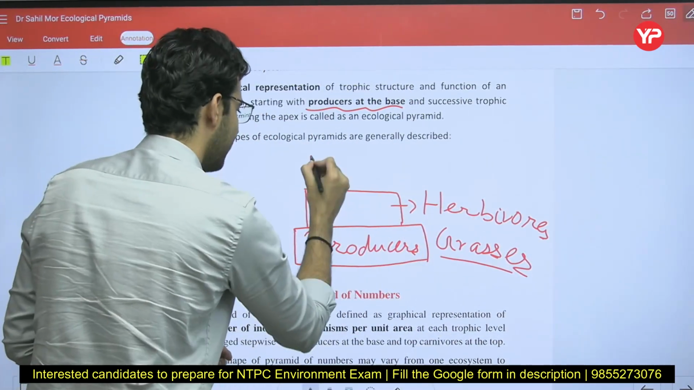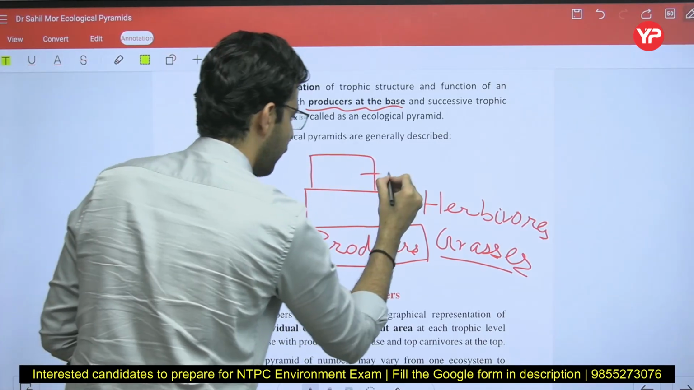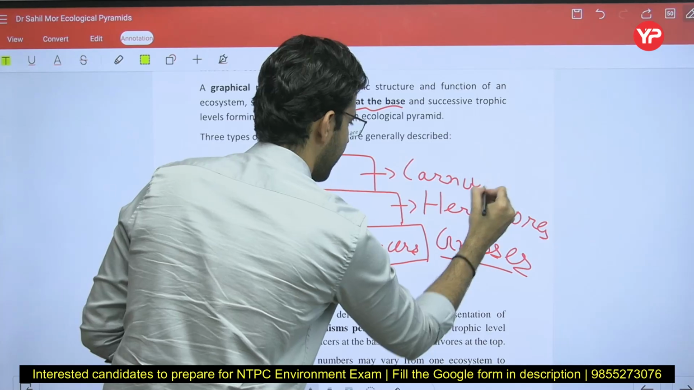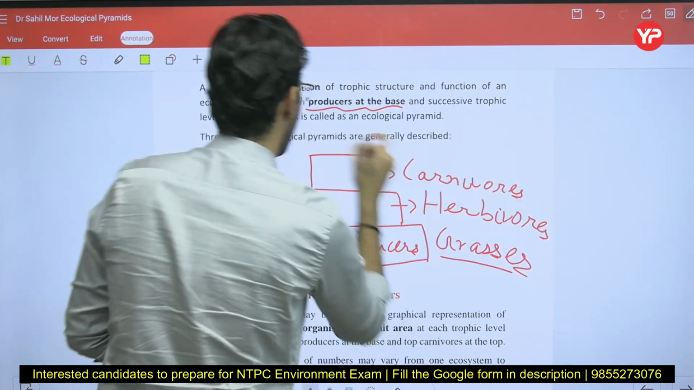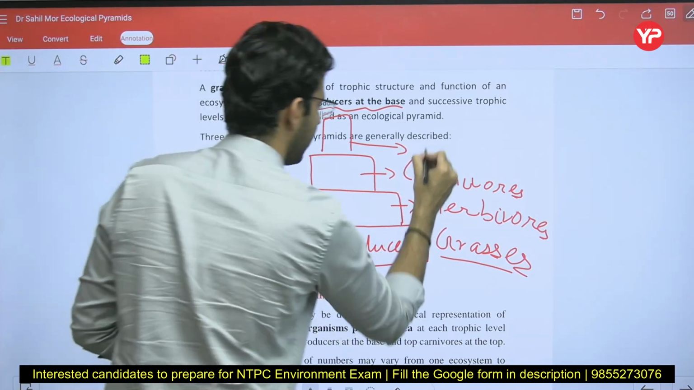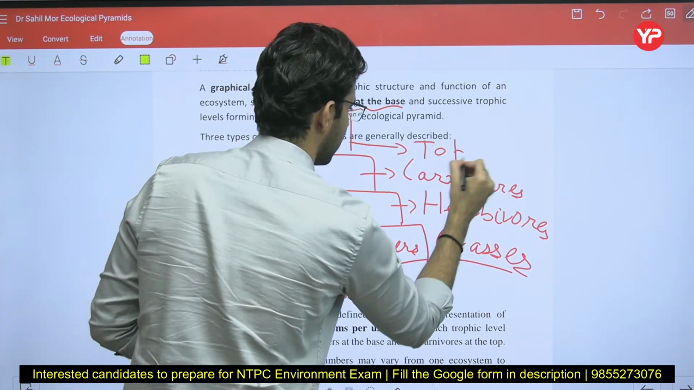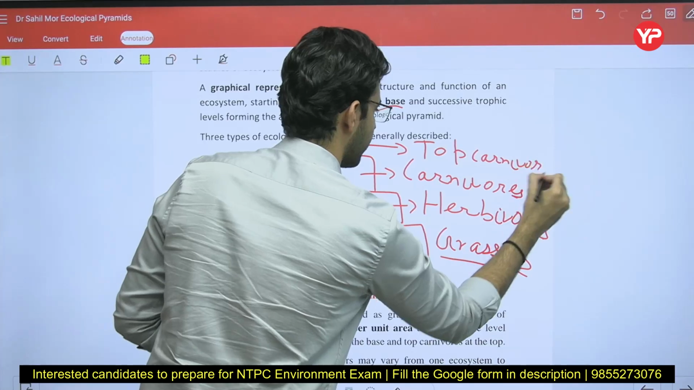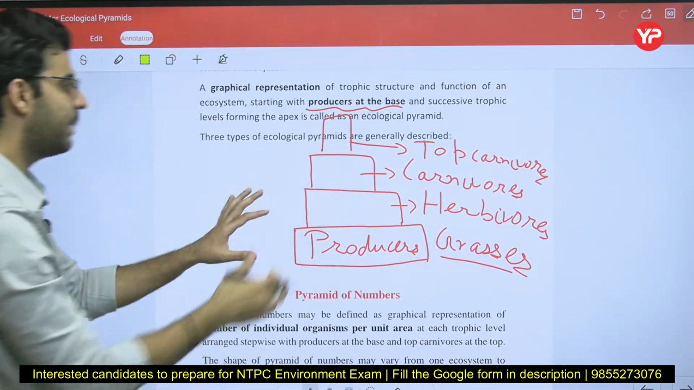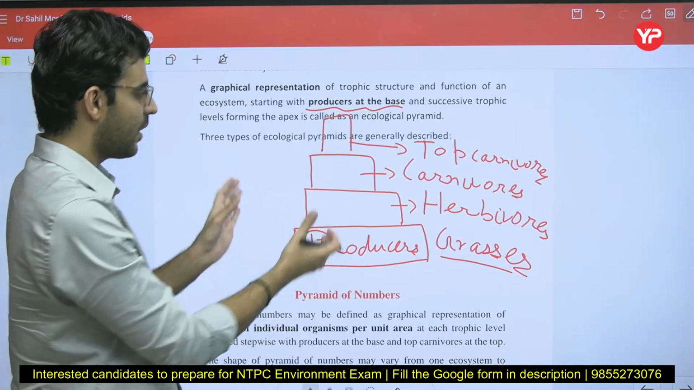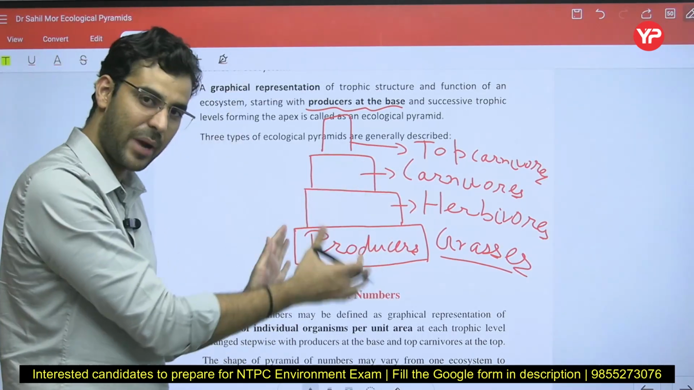Then at the next level, carnivores, and then at the top, forming an apex, top carnivores. So this is the basic structure of an ecological pyramid. कुछ इस तरह से आपका इकोलॉजिकल पिरामिड दिखेगा.